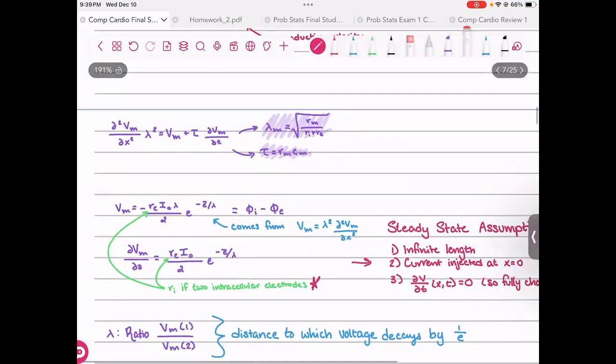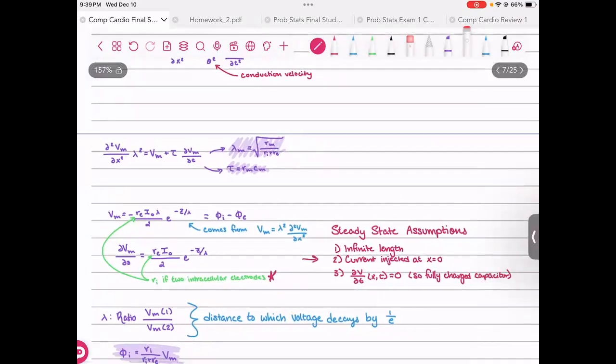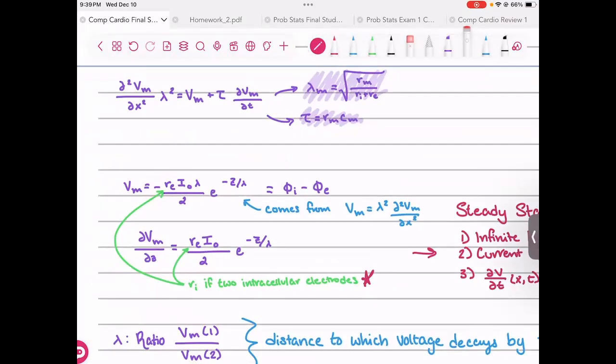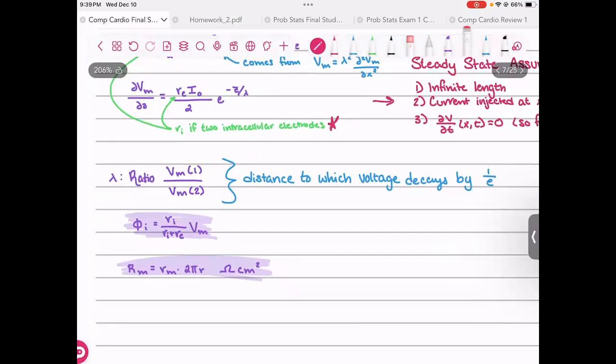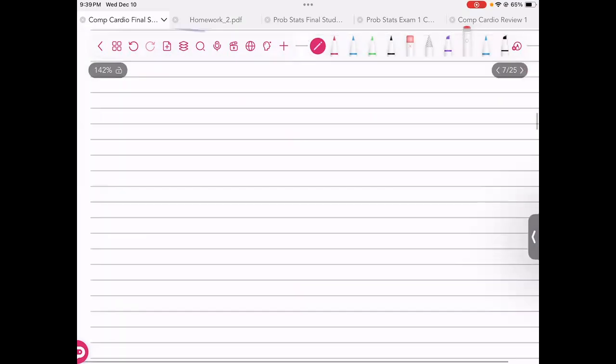If we assume a steady state, we're going to make 3 assumptions here: that we have an infinite length, that the current is injected at x0, and that dV by dt equals 0, so the capacitor in this case is fully charged. Here's the equation. You could replace this with Ri, and then just have it not be negative. And then you can take the derivative, and if you're trying to solve for the space constant, you would do it by starting off with a ratio of voltages at 2 different points, as you've seen in your homework. This equation also came from the homework, and this is what I was doing earlier to describe the difference between capital and lowercase r in this case.